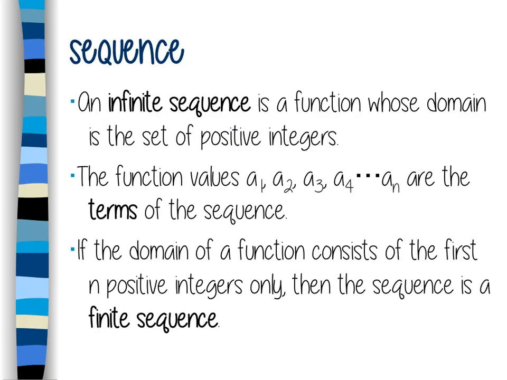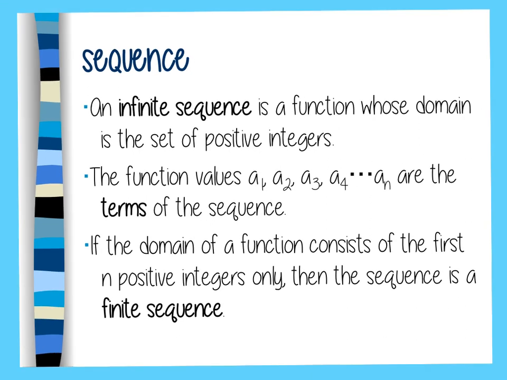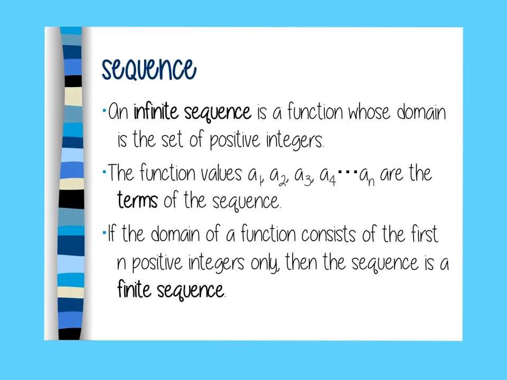So we define a sequence first, and an infinite sequence is defined as a function whose domain is the set of all positive integers. The function values are read as a sub 1, a sub 2, a sub 3. Those numbers in the sequence are called the terms of the sequence. So the first one is a1, the second one is a2, the third one is a3, and so on and so forth.